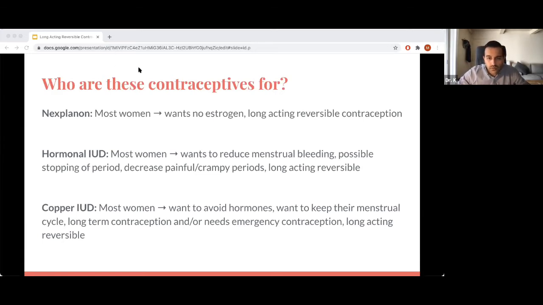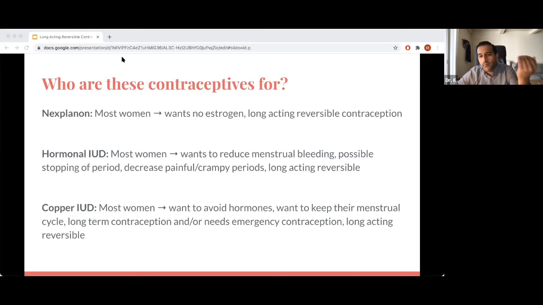The other two are the IUDs. Hormonal IUDs, if you're looking at it from a pro standpoint, are for women that want to reduce potentially menstrual bleeding or low blood counts or anemia. The primary component of this IUD is levonorgestrel, which is also progestin or progesterone based. So it can reduce menstrual blood flow. You could have a stopping of your period, also called amenorrhea, and it might also decrease the painful, crampy periods that some people may get, also called dysmenorrhea.